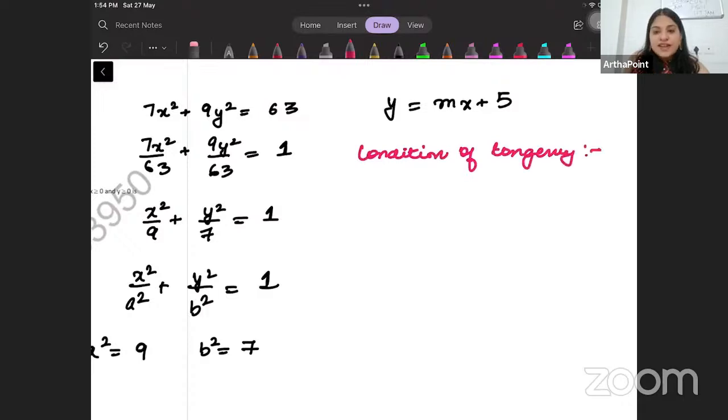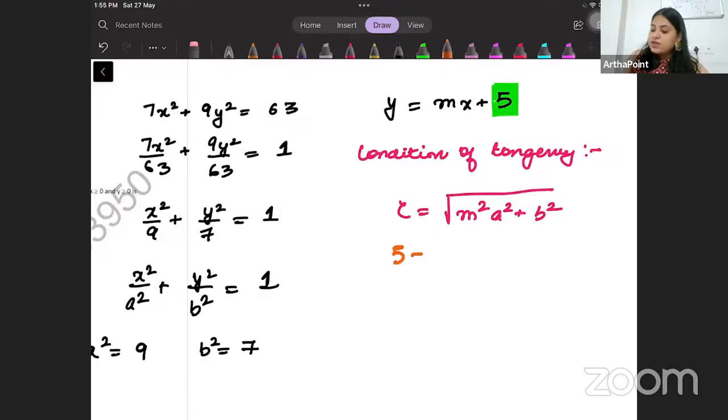The condition of tangency of an ellipse when a line is given is that c is equal to root of m square a square plus b square, where c should be the intercept. So here I get c, which is my intercept. The line is y = mx plus c, right?